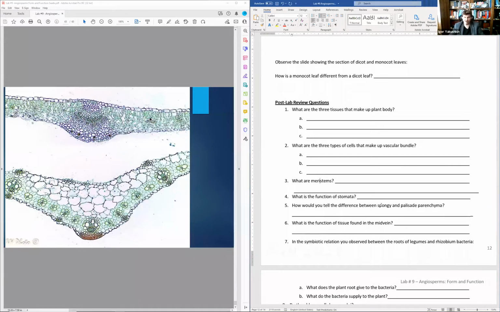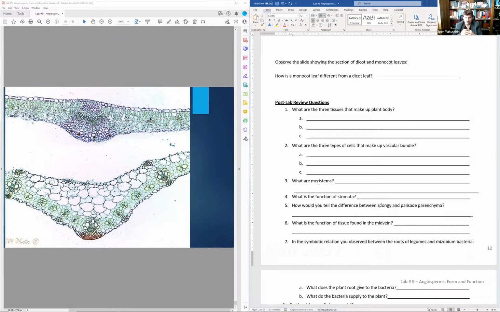How would you tell the difference between spongy and palisade parenchyma? In the palisade parenchyma, cells are located right next to each other, not much space between the cells, intercellular space. In the spongy, it has large air pockets to keep carbon dioxide and oxygen. Carbon dioxide will go into the cells, oxygen will go out through the stomata.